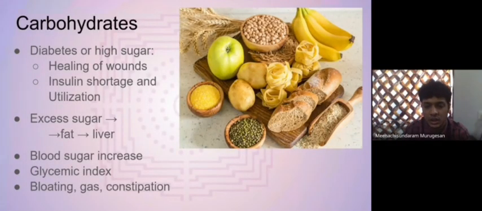The next thing, we saw what happens when we take high amounts of sugar. The healing of wounds becomes late when there is a lot of sugar in our blood, and it also increases the chances of diabetes. Type 1 is insulin shortage, and type 2 is about how the body utilizes the insulin. That also we had seen, because the immune system starts destroying the insulin and it is not utilized by the body for energy conversion. We also saw that the excess sugar in the body is either excreted through the kidneys or stored in the liver as fat, which is also a reason for fatty liver. And we saw that the blood sugar level increases, and we saw what the glycemic index is. Taking too much carbohydrate can lead to constipation, gas, and even bloating.